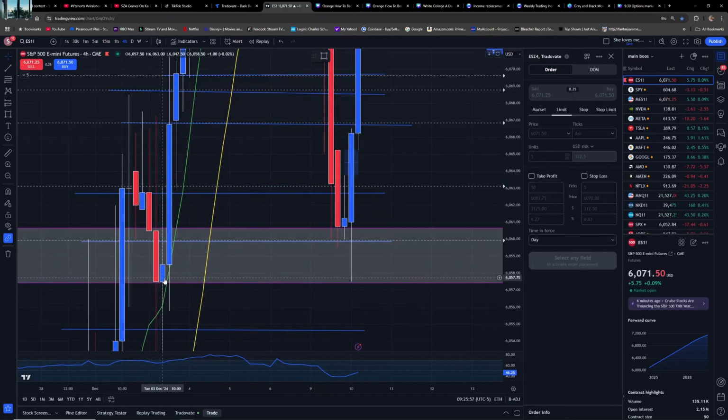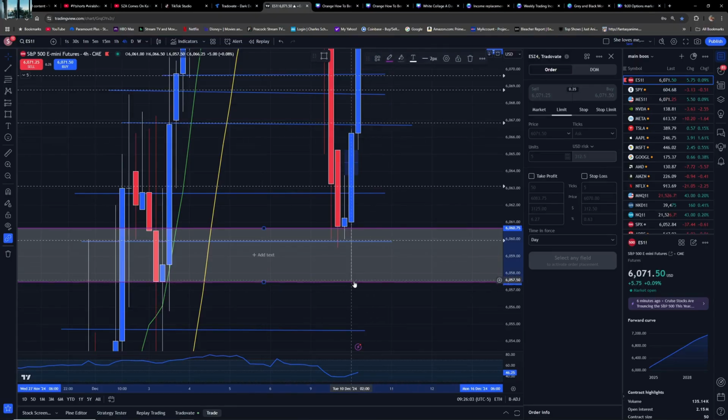The bottom of the bodies of these candles is where I decided to put the bottom of the demand zone. If I go up to right there, you'll see that it lines up exactly, and that's how you know you have a very accurate demand zone. This should be right here for the top. And yes, this is a $3 range. That's okay. Sometimes your demand zone is going to be a $3 range.